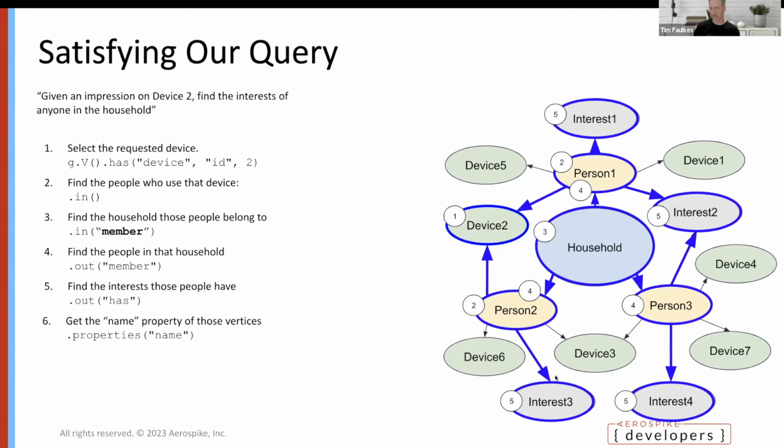Well, that's good, but I don't really want the interests. I want the name of that interest. So if you remember the data model, each one of those interests has a property name. And that property name is the interest that I care about, be it sports or cricket or computers or whatever.